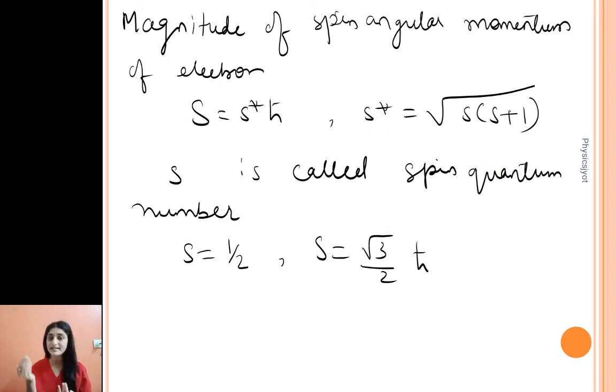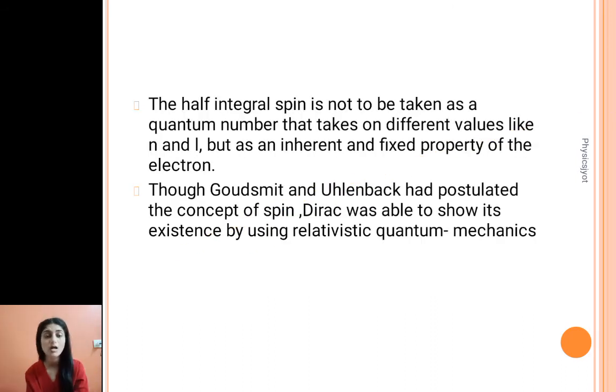L can take different values, but in a similar way, S cannot take different values. S has a fixed value for the electron, 1/2. Now the half-integral spin is not to be taken as a quantum number that takes on different values like n and L. So n takes different values, L takes different values, but S has a fixed value. That is why it is called an inherent and fixed property of the electron.